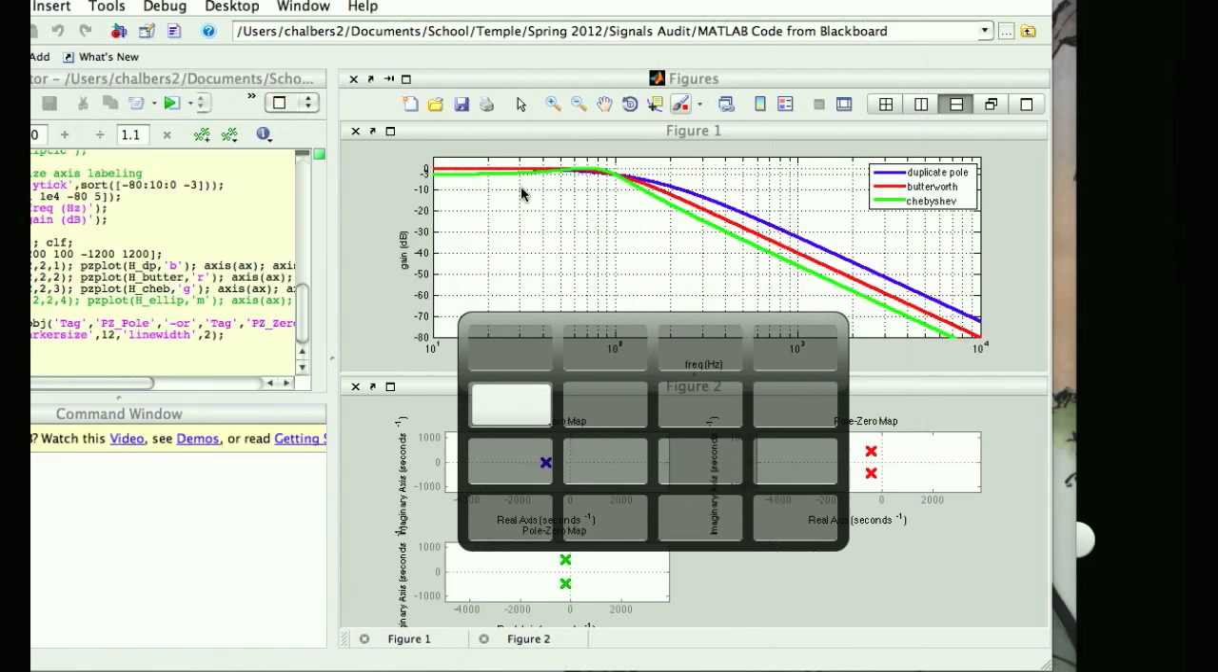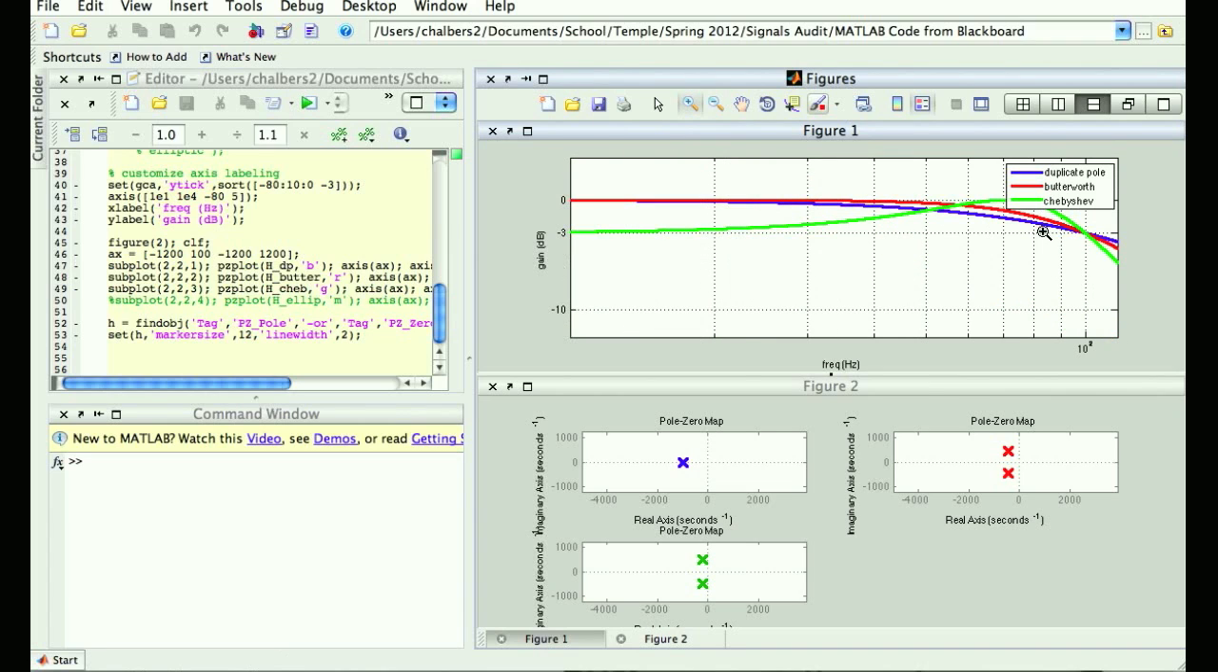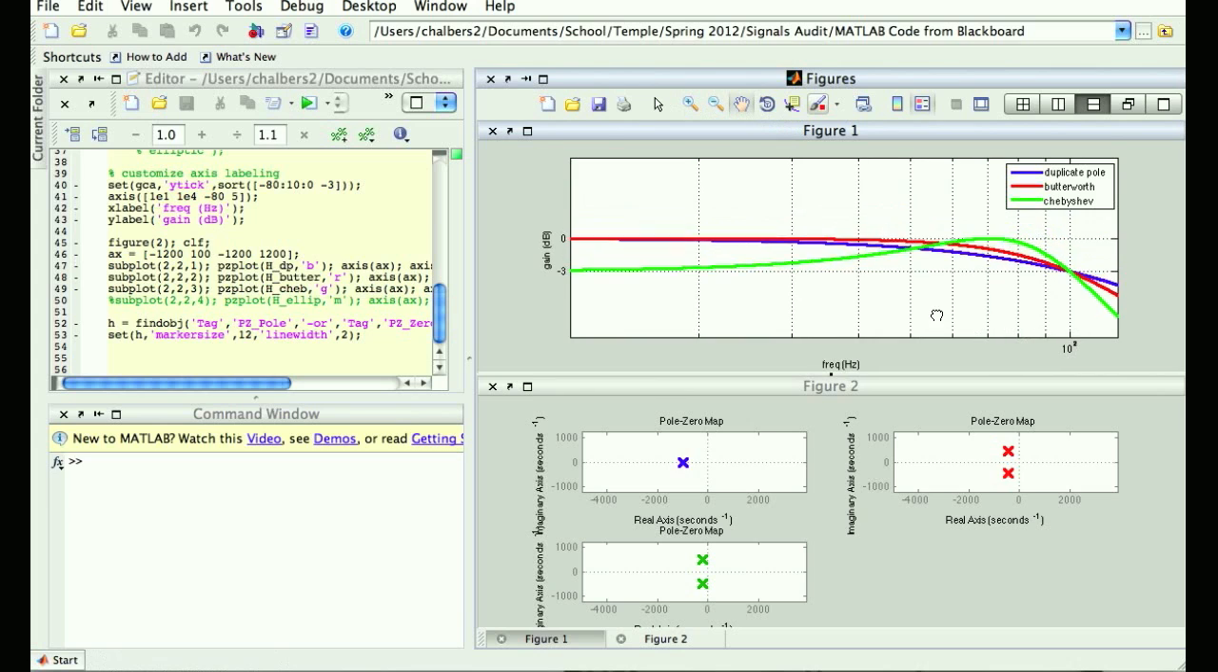So let's do this. I want to zoom in. Instead of looking at the stop band, I want to look a little bit at the pass band. So what do you notice? What's going on with that green signal? It wiggles. See how the green signal wiggles? It goes down and up.